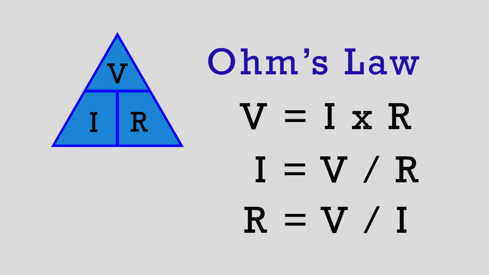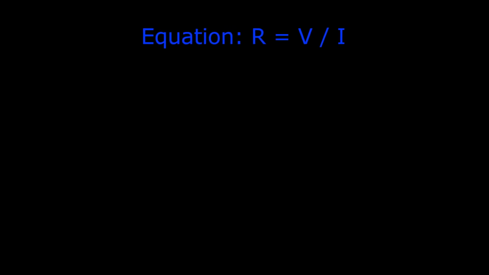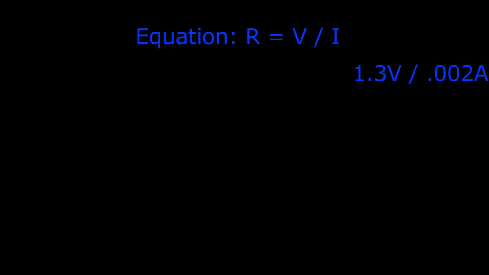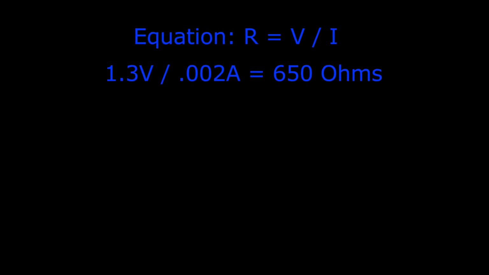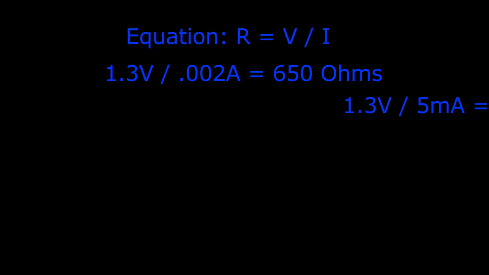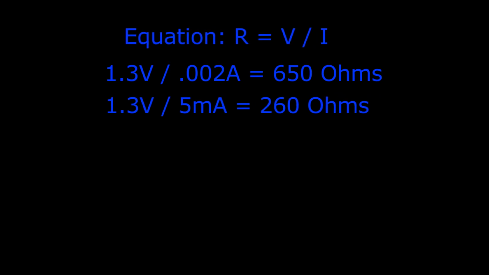So the equation to solve for the resistor is R equals V divided by I. Using the equation R equals V over I, let's see what the resistor values will be for each of the current levels. First, we take 1.3 volts divided by 2 milliamps, which is the same as saying 0.002 amps, is equal to 650 ohms. Then for 5 milliamps through the diode, which makes it a little bit brighter, we're going to take 1.3 volts, divide it by 5 milliamps, again, which is the same as saying 0.005, is then equal to 260 ohms.